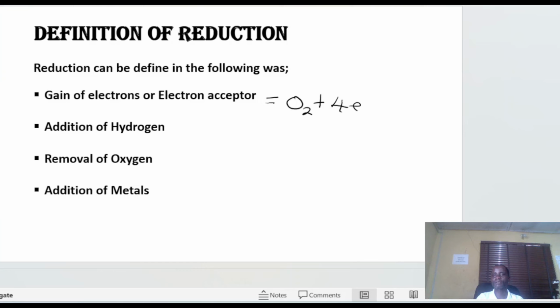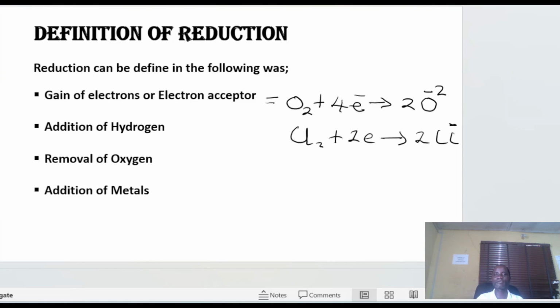That means plus 4 electrons to give what we call two oxygen ions. Or when you have a chlorine molecule plus 2 electrons, it will give what we call two chloride ions. These two definitions simply mean they add electrons to themselves. Therefore, they are reduced. This is the simple definition of reduction.